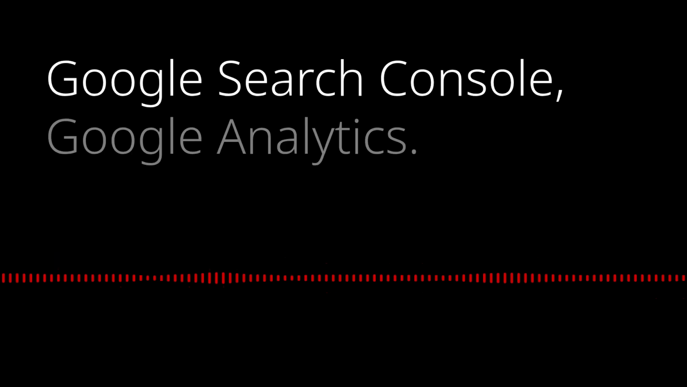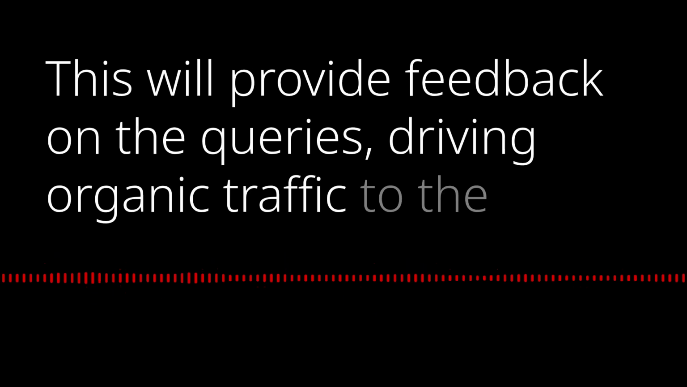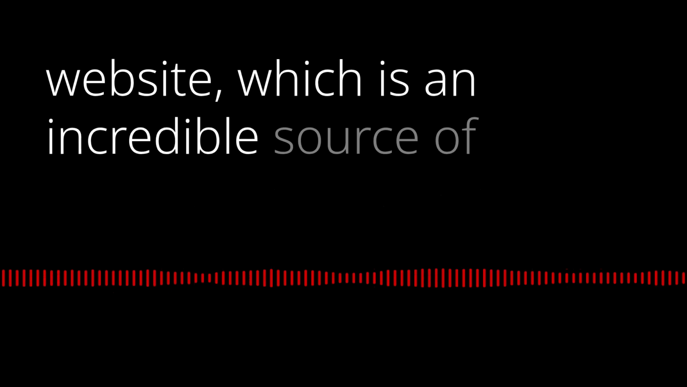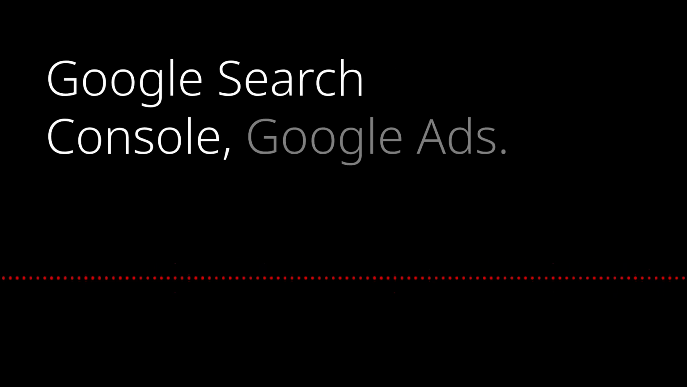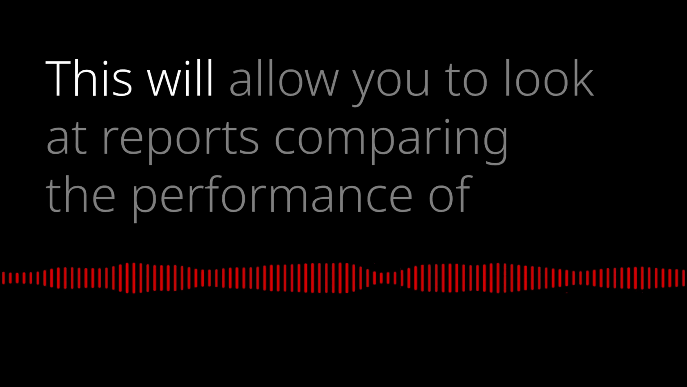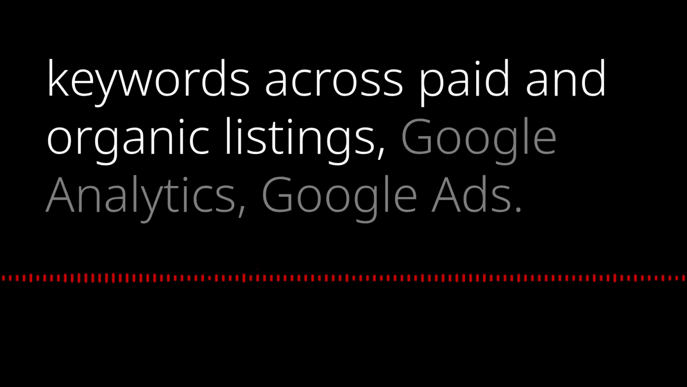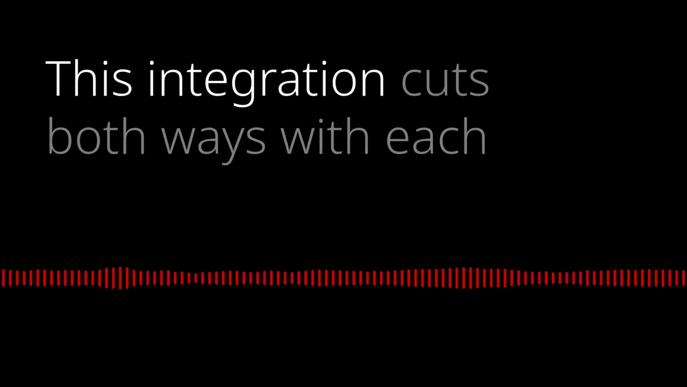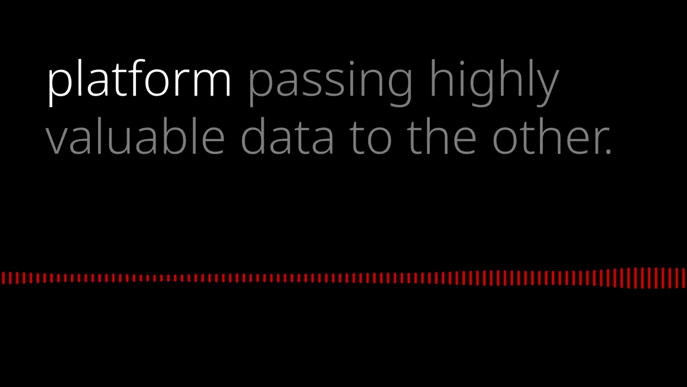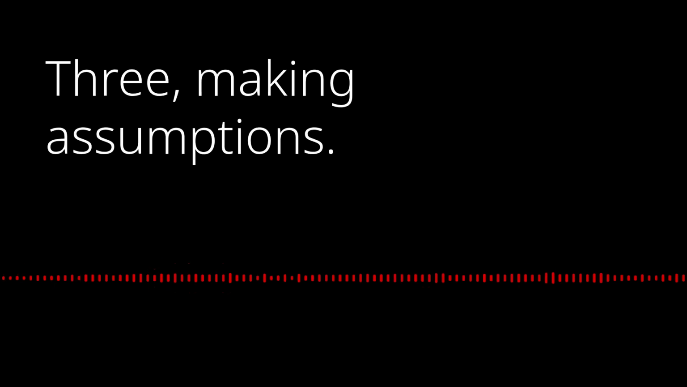Google Search Console and Google Analytics: this will provide feedback on the queries driving organic traffic to the website, which is an incredible source of keywords for your AdWords campaigns. Google Search Console and Google Ads: this will allow you to look at reports comparing the performance of keywords across paid and organic listings. Google Analytics and Google Ads: this integration cuts both ways, with each platform passing highly valuable data to the other, enriching both sets.